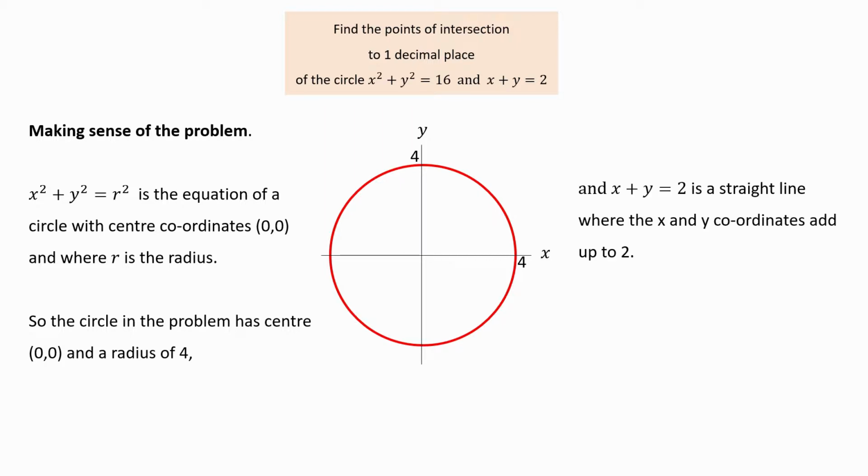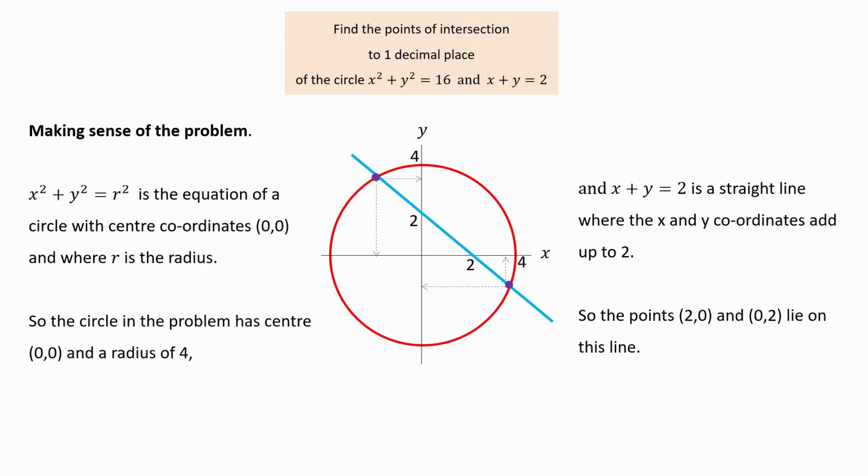And x plus y equals 2 is a straight line, where the x and y coordinates add up to 2. So the points 0, 2 and 2, 0 must lie on this line. Clearly there are 2 points of intersection with the circle. There could have been no intersection, or the line could have been a tangent.